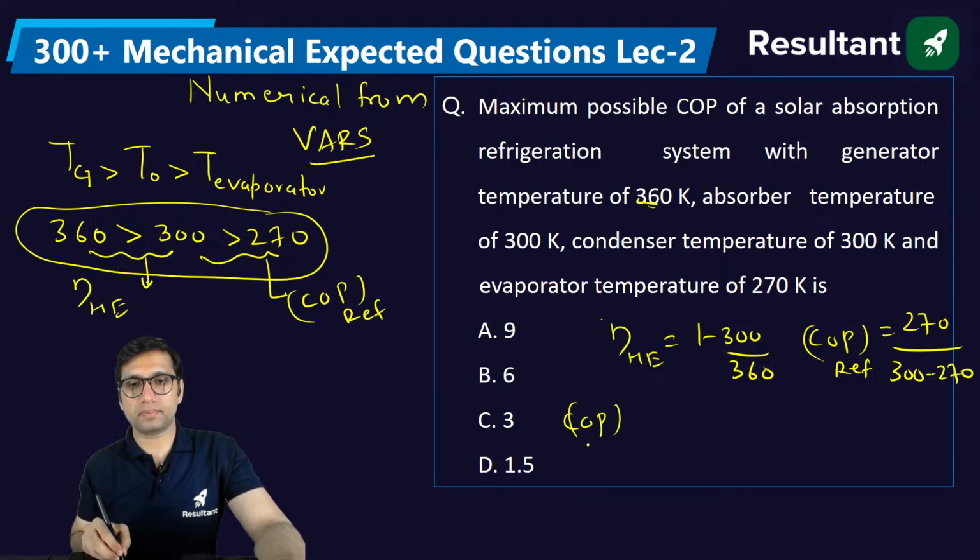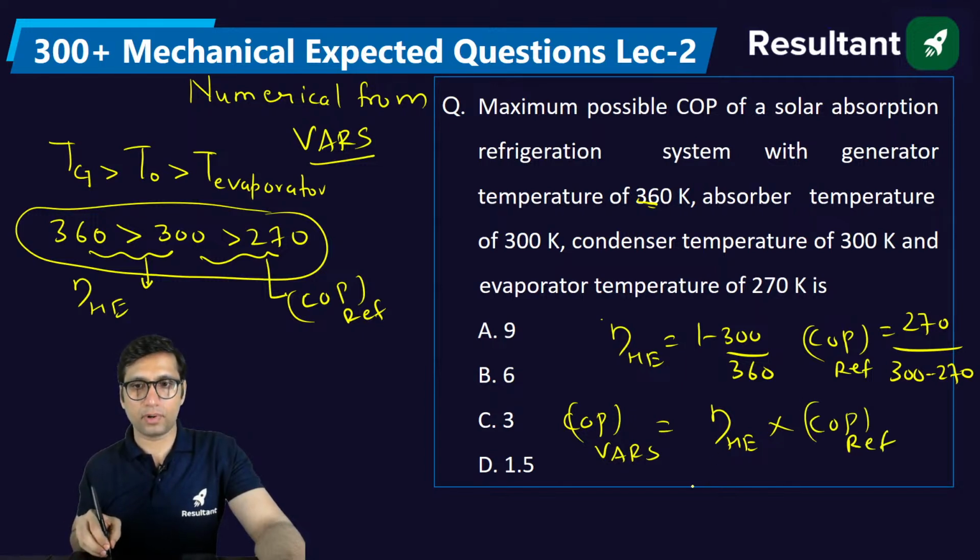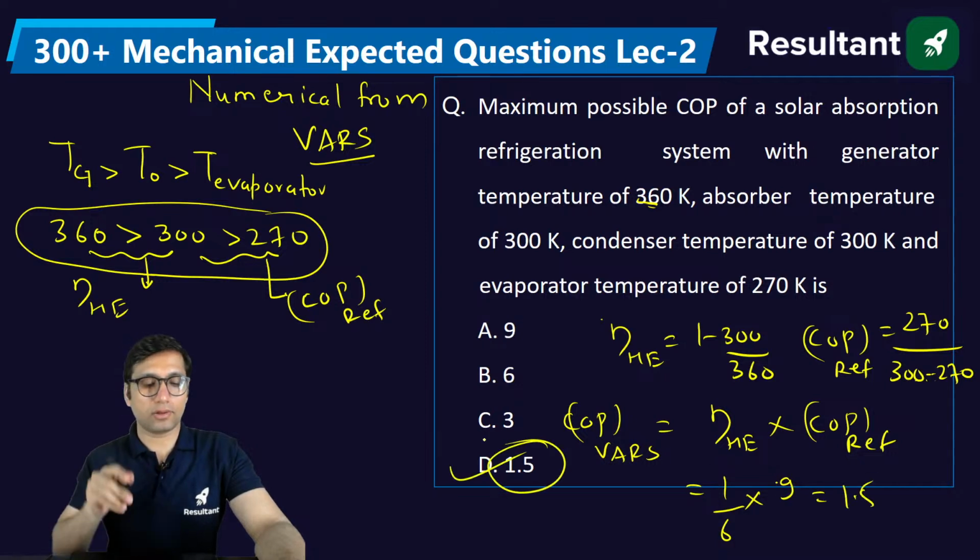COP of vapor absorption you will get from efficiency of the heat engine into COP of refrigerator. Just put the values, you will get the answer. So if you solve it, you will get the right answer. What will be the right answer? 1 by 6 into 9. So you will get 1.5. Right answer is option D.